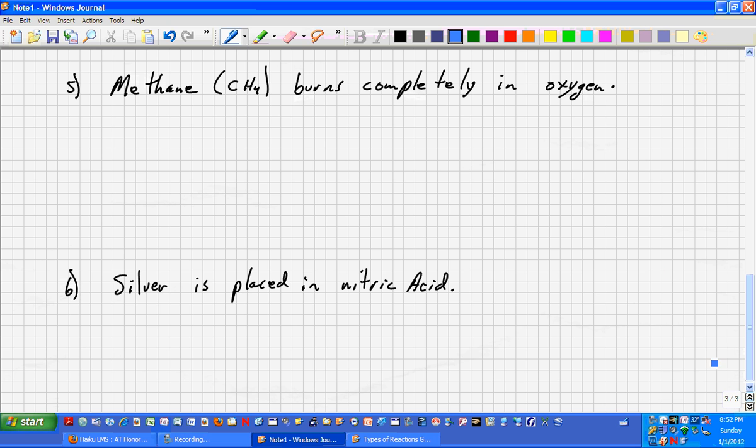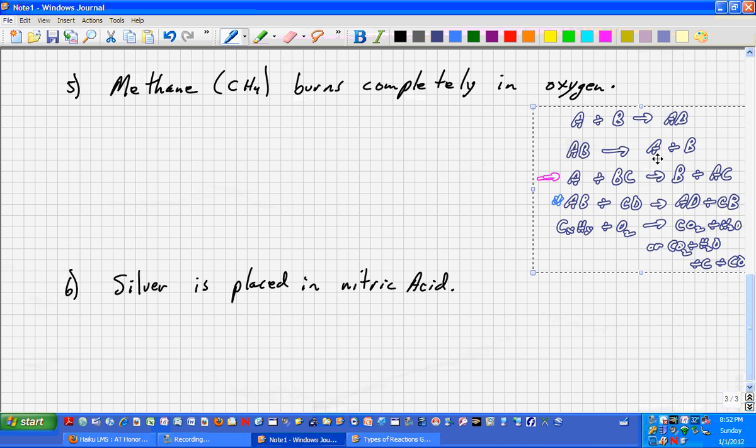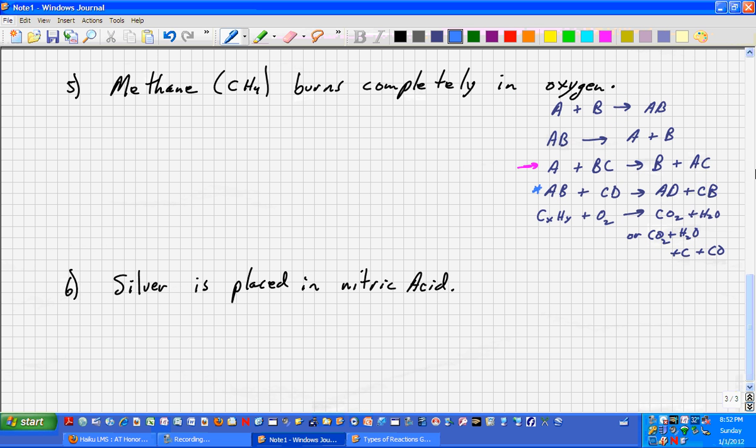I'm told that methane burns completely in oxygen. Let's go ahead and bring those notes with us, so we've got these to refer back to. Methane burns completely in oxygen. The keyword here is burn. Burn is another word for combustion, which is this reaction down here. We're told completely, so that would be our complete combustion, so it's going to produce carbon dioxide and water. That's always going to be true.